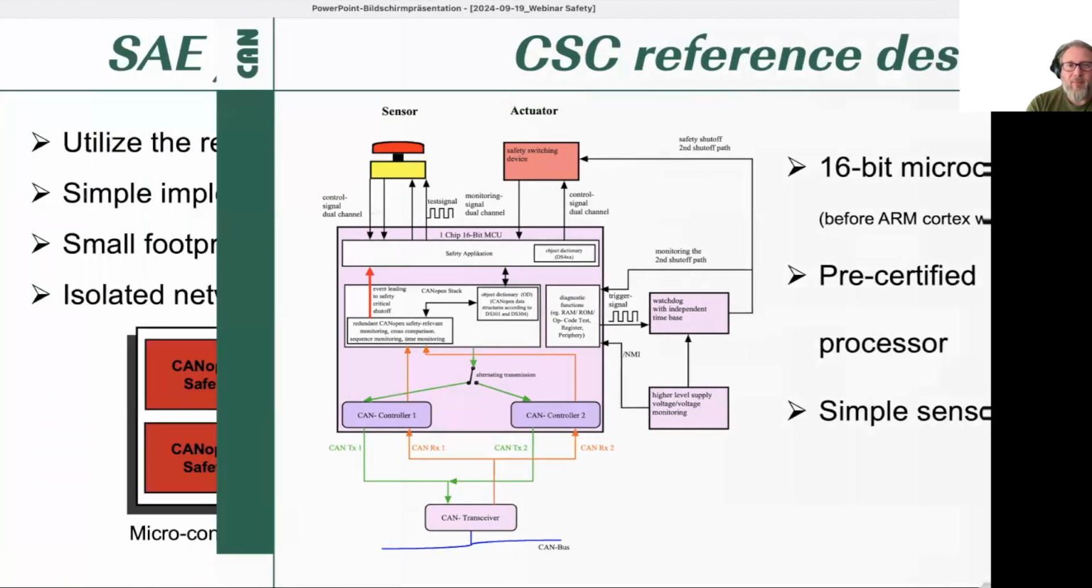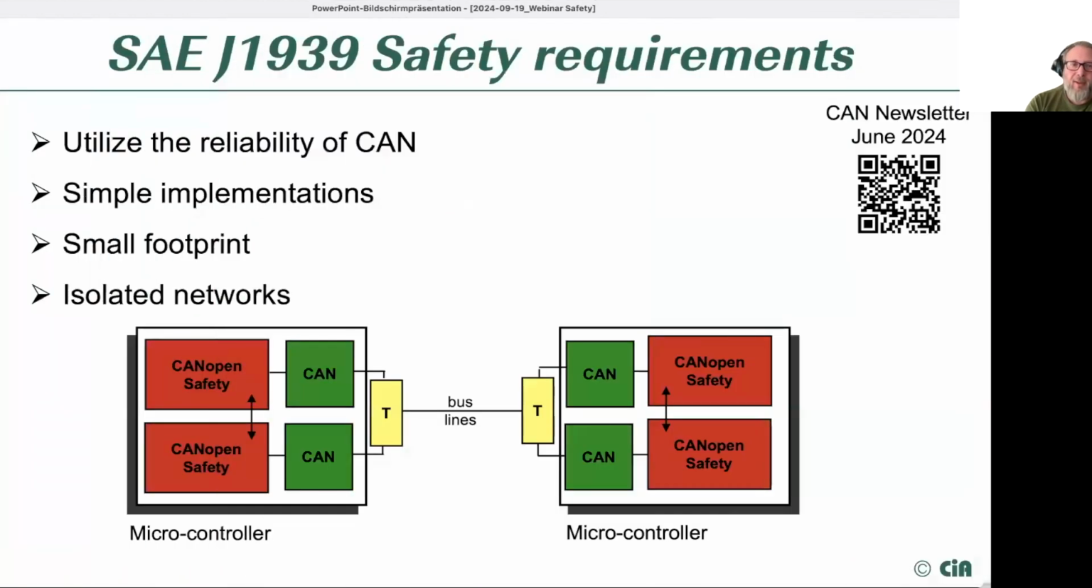If we look on the other side, at trucks and buses, like in the CiA J1939, and the safety requirements, there is specifically an article in our CAN newsletter of June this year. You can use the QR code to download the CAN newsletter. And if you look at the requirements for J1939, we want to utilize the reliability of CAN. We want to allow simple implementations, small footprint, and in trucks and buses, we are more or less also on an isolated net.